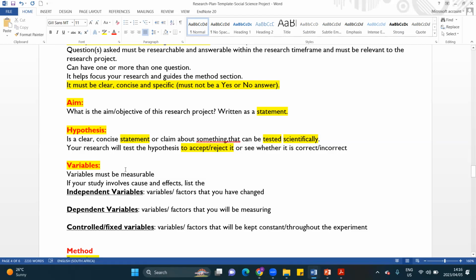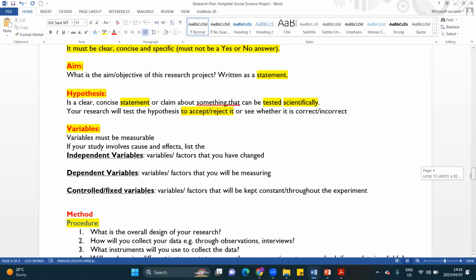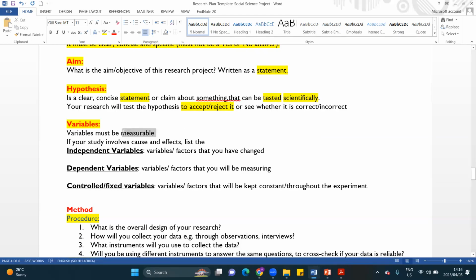So in social science, because we have a hypothesis, we also have variables. Variables, again, must be measurable. There must be something that you're measuring, even in the questions. Now, because this is a social science project, you're not going to actually conduct experiments with equipment. Remember, you're getting your information from people. But still we have, if you're looking at cause and effect type of variables, right?